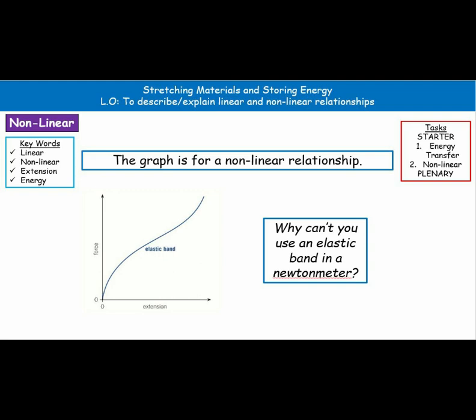So question for you to have a go at jotting down in your books. Why can't you use an elastic band in a Newton meter? And I'd also suggest at this point that you actually do a little sketch of the graph there and jot down the fact that that is a non-linear relationship. So I'll give you a couple of minutes just to get the graph done and have a go at answering that question in your books.